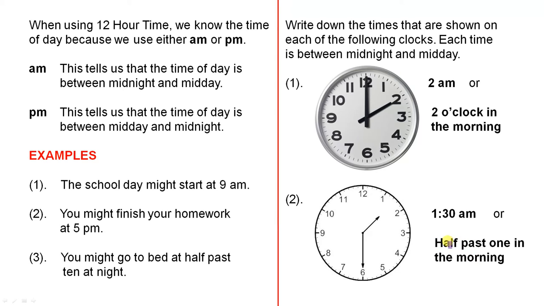Half means half an hour. So from there all the way there, that's actually 30 minutes, because from there to there is 5 minutes, 10, 15, 20, 25, 30 minutes, which is actually half an hour. That's why we say 1:30 in the morning.